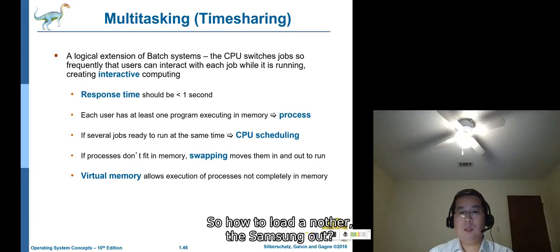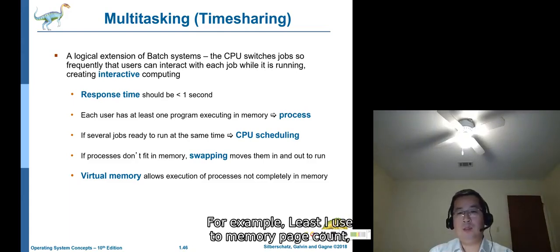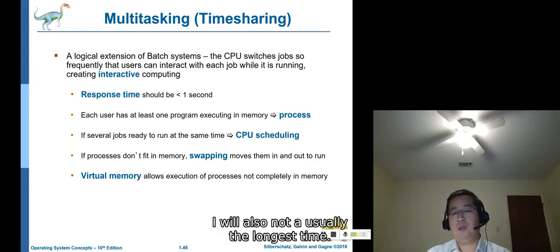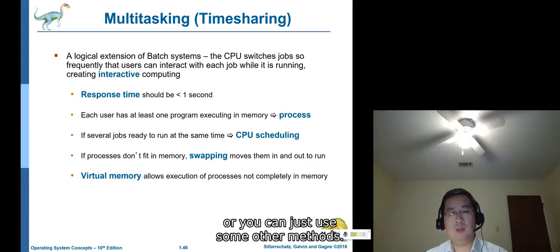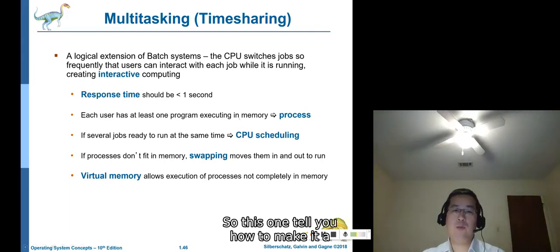So how do we load something out? You need to have an algorithm. So this is memory management. For example, least recently used memory page. That means I haven't used this page for the longest time, and maybe in the future I will also not use it for a long time. So it has the least chance of being used, so I can replace it. Or you can use some other methods. We will learn this scheduling management as well. This one tells you how to make it work.